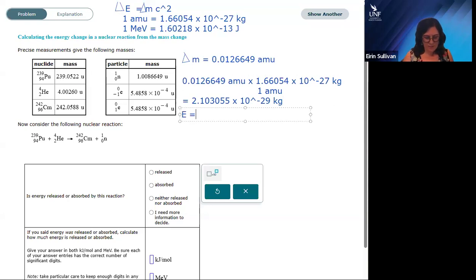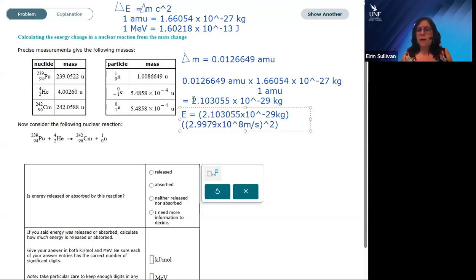So my change in energy is going to be my change in mass, so it's the 2.103055 times 10 to the power of minus 29 kg, times the speed of light in a vacuum, 2.9979 times 10 to the power of 8 meters per second. That's going to give us meters squared per second squared because we are going to square all of this. And that will give us energy in joules, which comes out to be 1.8901 times 10 to the power of minus 12 joules.